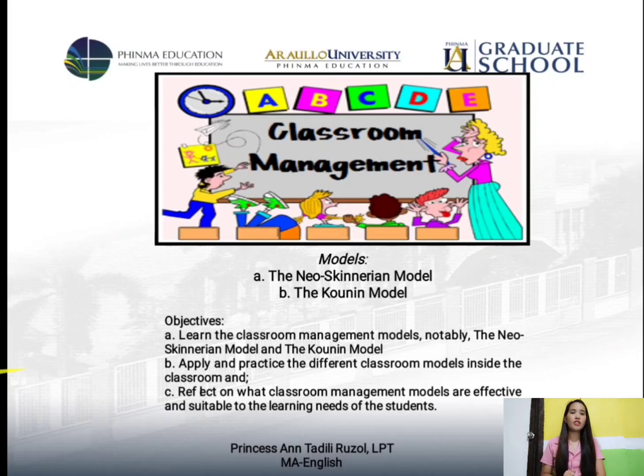But before that, let me just state to you what are the objectives of today's lesson. The first one, of course, learn the classroom management models, notably the Neo-Skinnerian model and the Conen model. Second, apply and practice the different classroom models inside the classroom. And lastly, reflect on what classroom management models are effective and suitable to the learning needs of our students, because we should always consider the needs of our students for our teaching strategy to be effective.